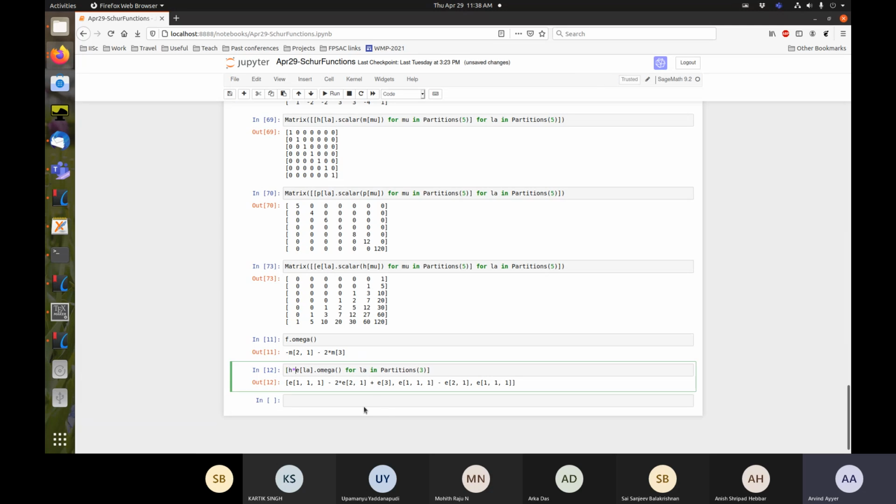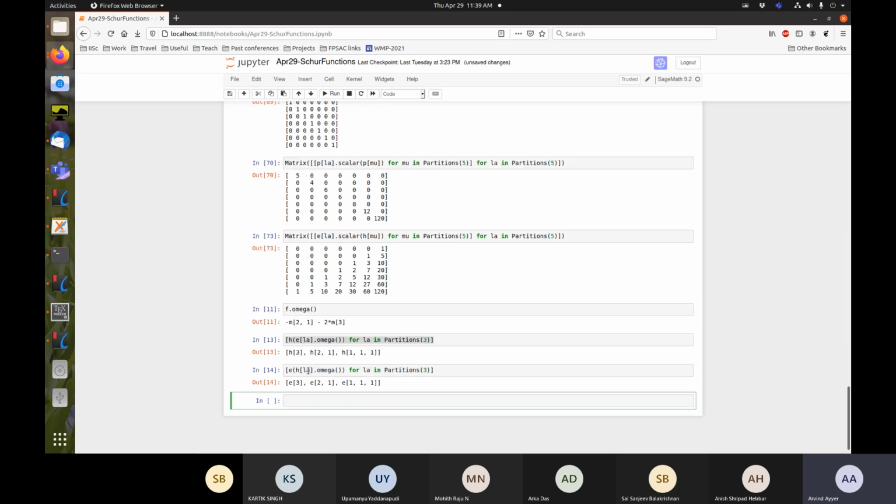But if we want to check that omega acts naturally, the definition of omega is that omega of E is H, then you can see this, and you can do the converse thing also, just to check that it's an involution. So I do omega of H and I get E. Okay.